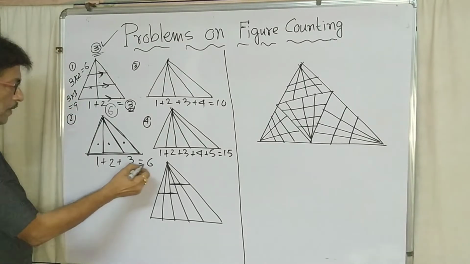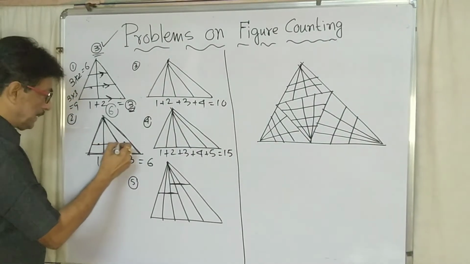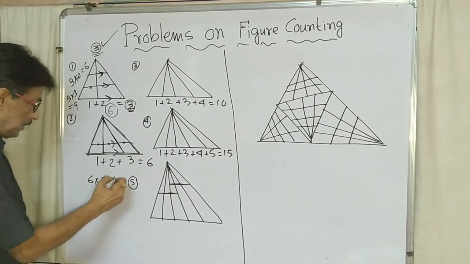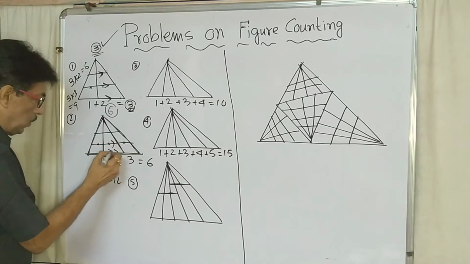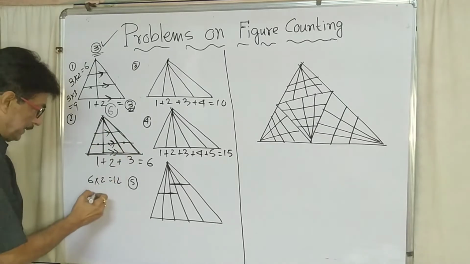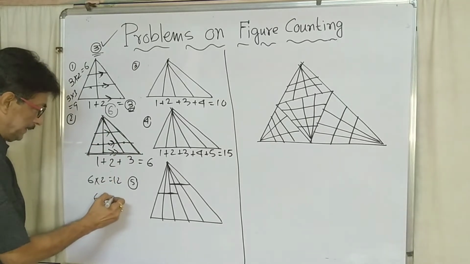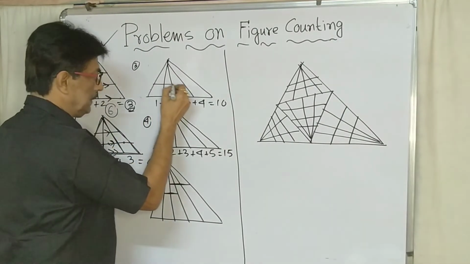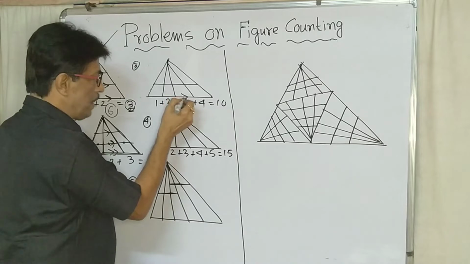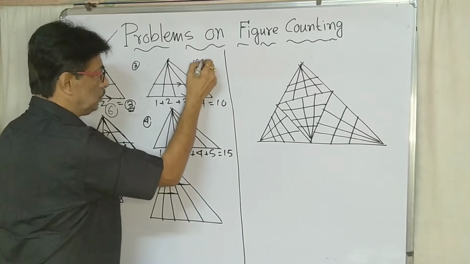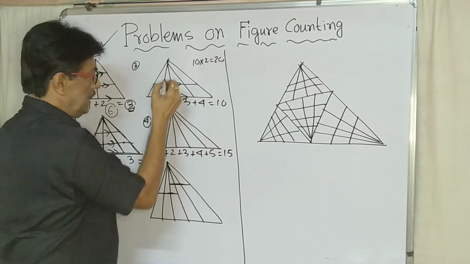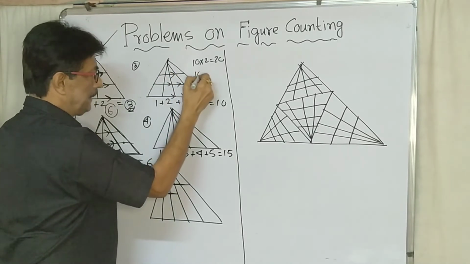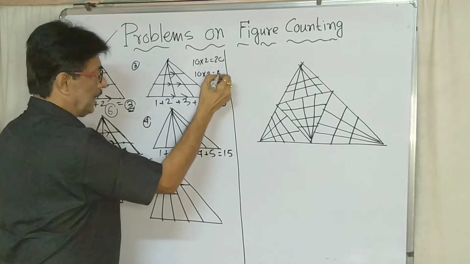Here, for one base there are 6 triangles. If I take 2 bases, there are 6 into 2, 12 triangles. If I take another line, 1 base, 2 base, 3 base, 6 into 3, this is 18 triangles. Here, if I take this base, 1 base, 2 base, so 10 into 2, 20 triangles. If I take this line also, 1, 2 and 3 bases, 10 into 3, 30 triangles.